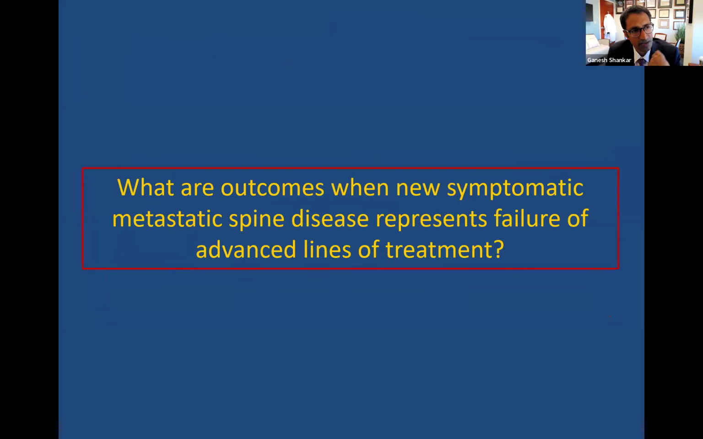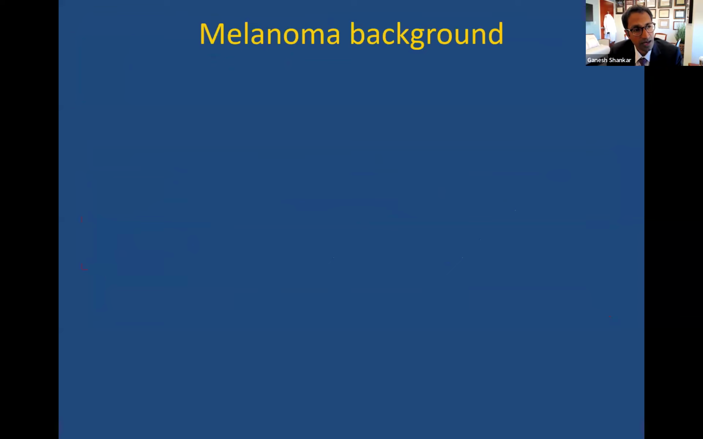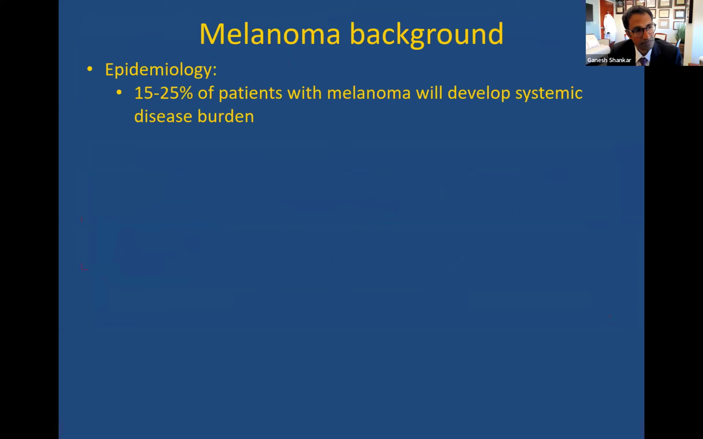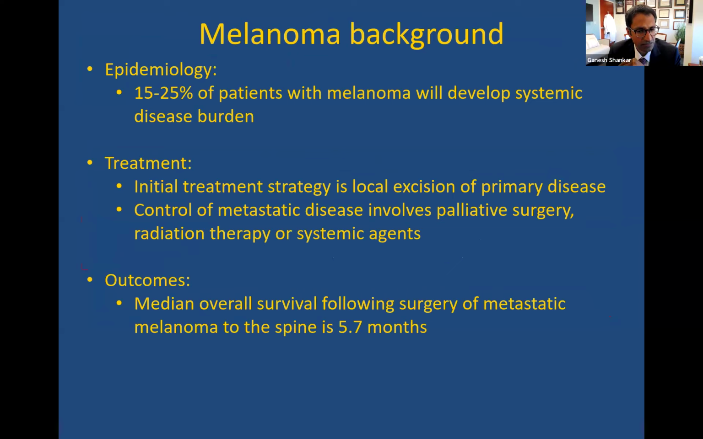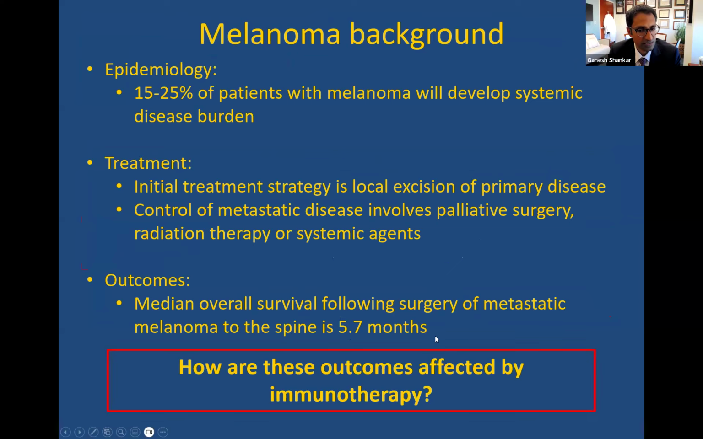And so what about the other side of it? What if patients are presenting to us as a failure with no additional options? I'm going to change over to melanoma, where 15 to 25% of patients will develop some kind of systemic disease burden. And the survival following surgery for metastatic melanoma to the spine was 5.7 months around the time that we did the study, which was just as the field was starting to incorporate more and more immunotherapy into the management of patients who presented with progressive disease.